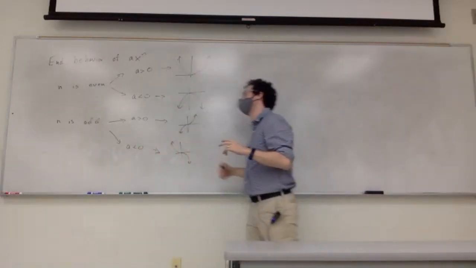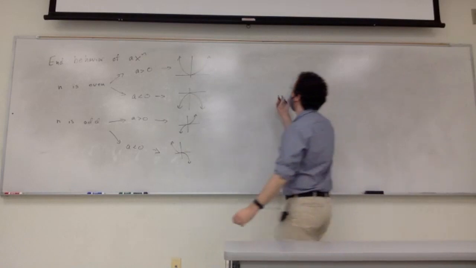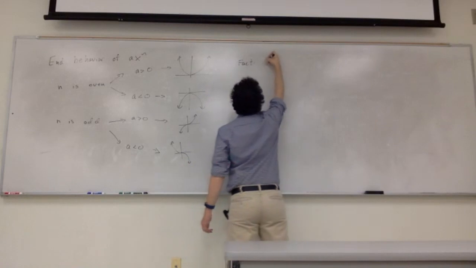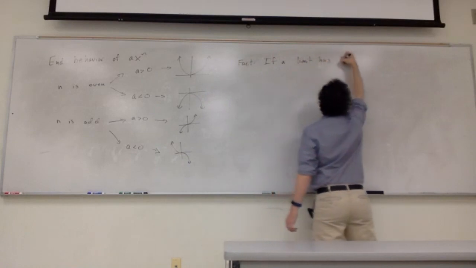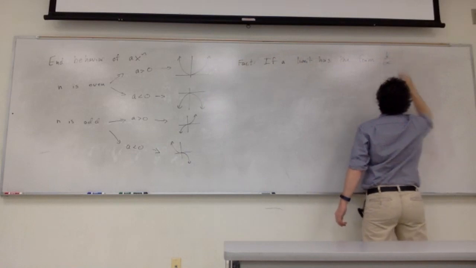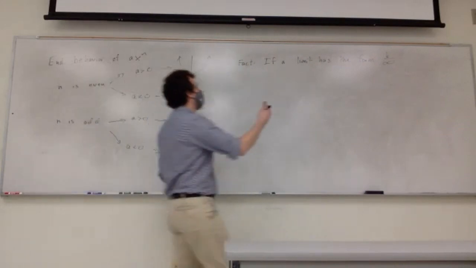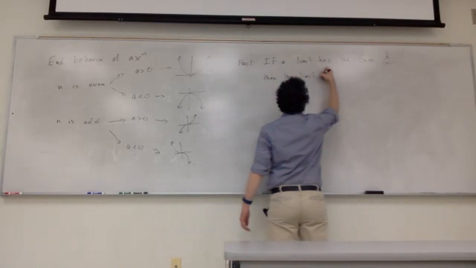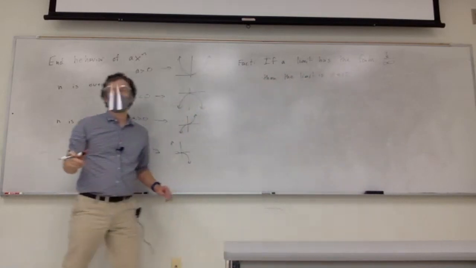So the first additional fact we'll add on is the following. If a limit has the form k over infinity, so the top is some number, the bottom is going to infinity, then the limit you're looking for is going to be 0.